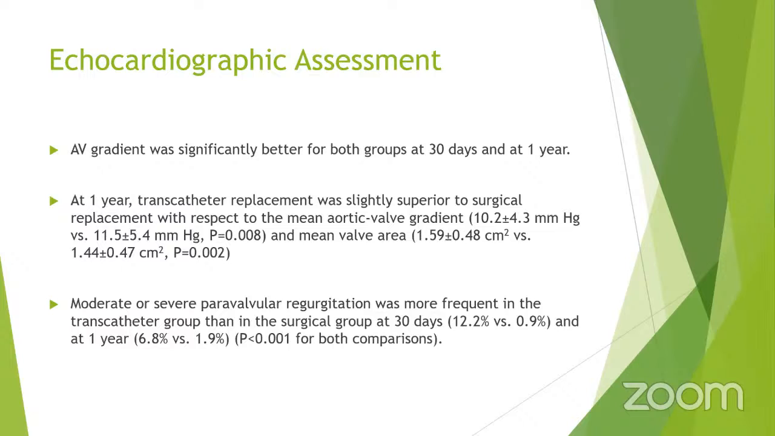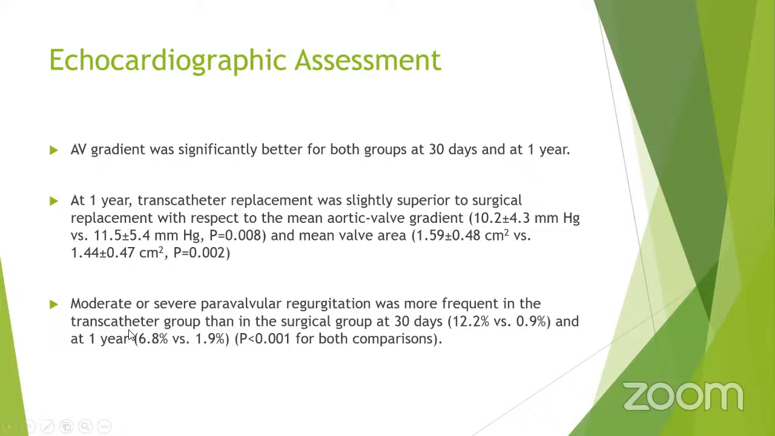However, at 1 year, the TAVI group was slightly superior to the surgical group in regards to the mean aortic valve gradient. It was found to be 10.2 plus or minus 4.3 millimeters of mercury in the TAVI versus 11.5 plus or minus 5.4 millimeters of mercury in the surgical group with a p-value of 0.008. And the mean valve area was also a little bit better in the TAVI group at 1 year, 1.59 plus or minus 0.48 centimeters squared versus 1.4 plus or minus 0.47 centimeters squared with a p-value of 0.002.